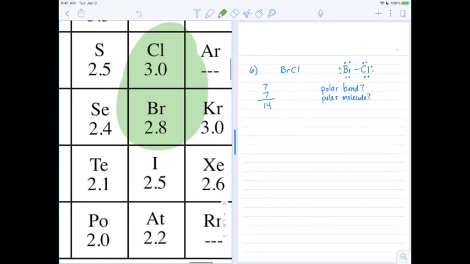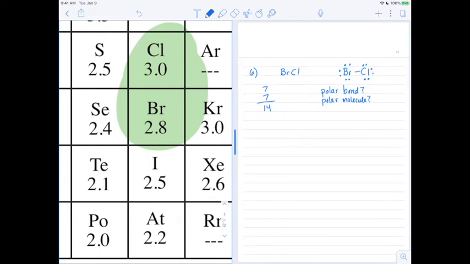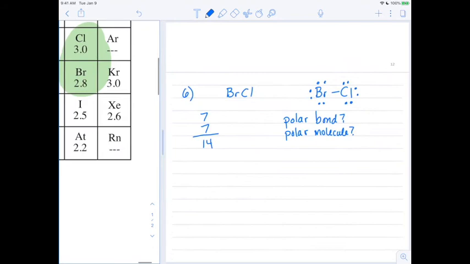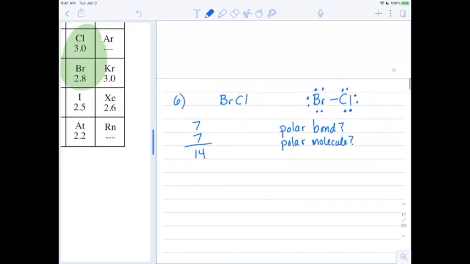So here is our Br and our Cl. They're extremely close. They have an electronegativity difference of only 0.2. So in terms of a polar bond, I'm going to say it is not a polar bond. They're very close in electronegativity. Any questions about why I'd say the BrCl bond is nonpolar?